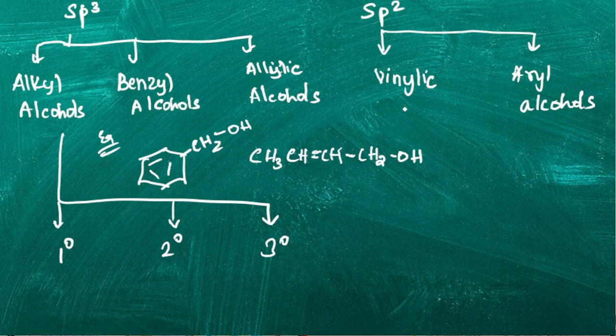Now moving on to vinylic alcohol, just the opposite of allylic alcohol. For example, you have CH2 double bond CH, then you are having CH2.